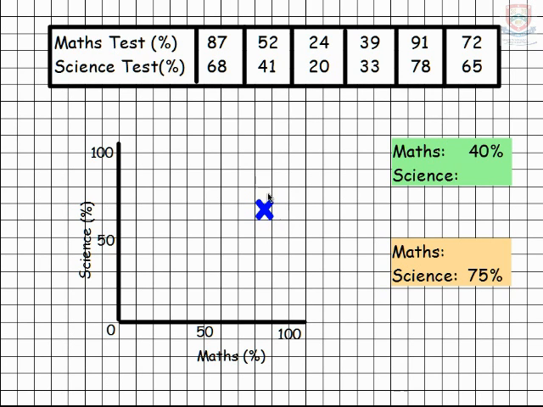So this cross here is our first student, and we'll repeat this for the remaining 5 students, going across 52 for the maths result, up to 41 for the science result, plotting a point as a little cross, and repeating until all the students have been plotted on the scattergraph.